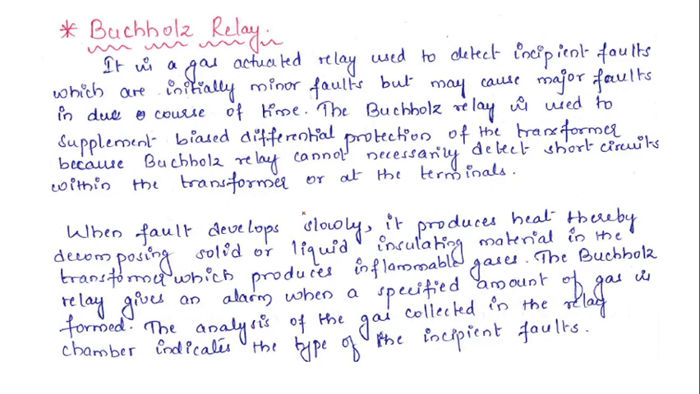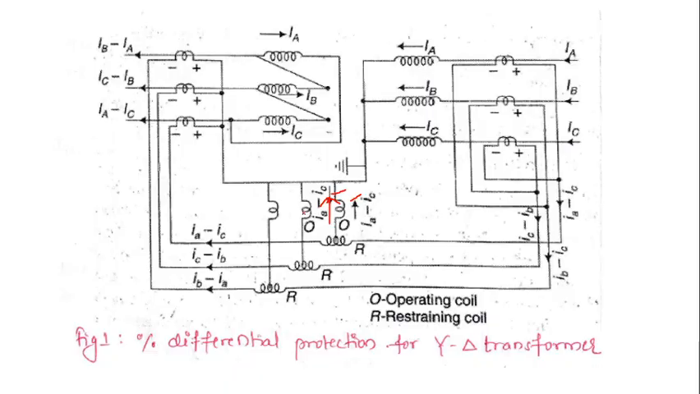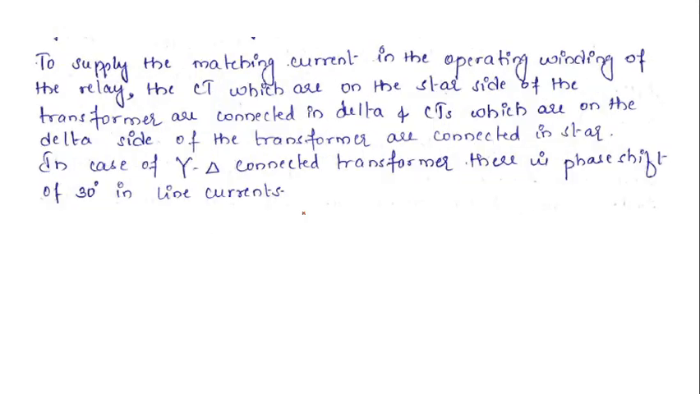This is about the internal faults, that is because of the short circuiting. It may be a line to line fault, it may be a line to ground fault, or whatever internal faults that may occur in the transformer. For that we have a percentage differential protection. This system we will be using.